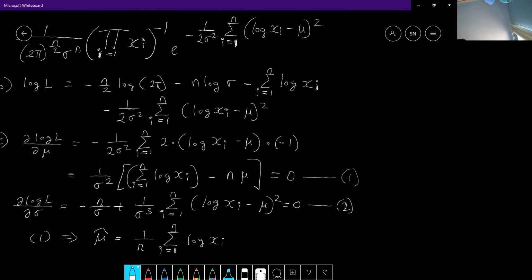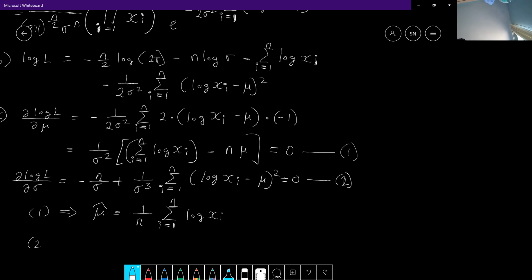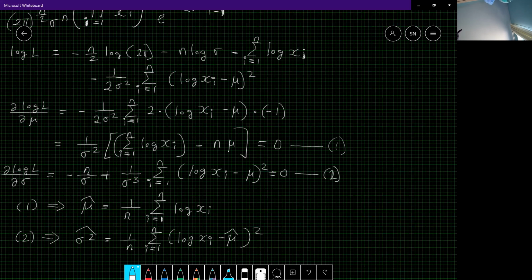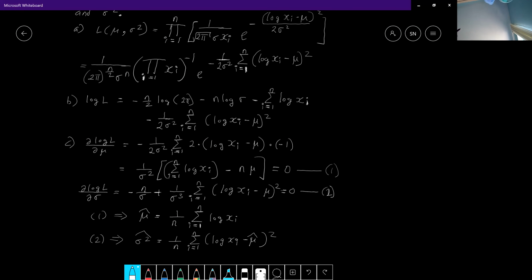And from equation 2, you can see that the estimator for sigma squared is 1 over n times the sum of log of xi minus mu hat squared. Right, so these are the two estimates for mu and sigma squared respectively. All right. Okay, guys, are you with me so far?